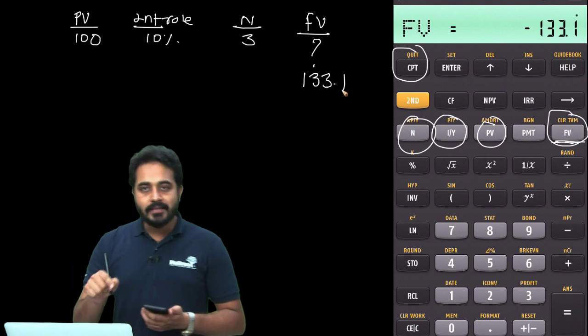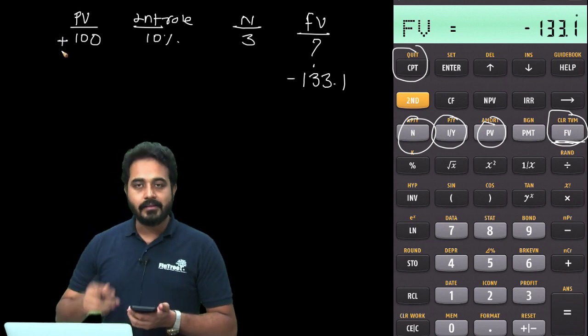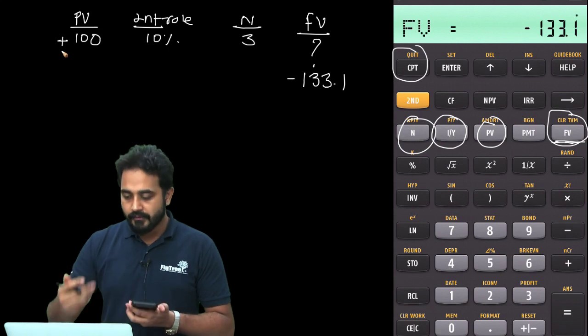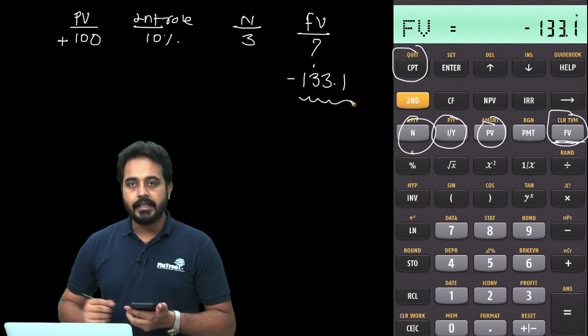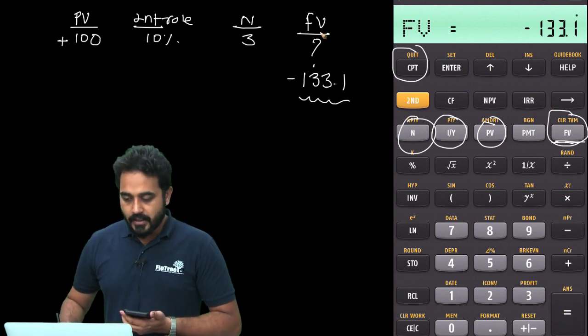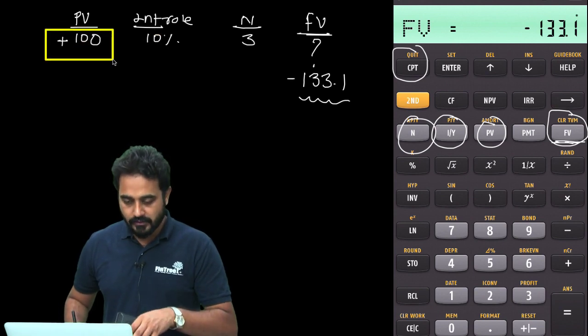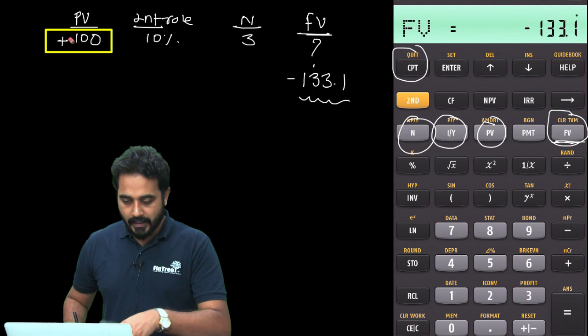The reason the answer is negative is that your present value was inserted as a positive number, so your future value had to come out as a negative number. We can also do this the other way around, which means we can insert future value, N, and IY, and figure out what the present value is. Let me quickly hide this number.